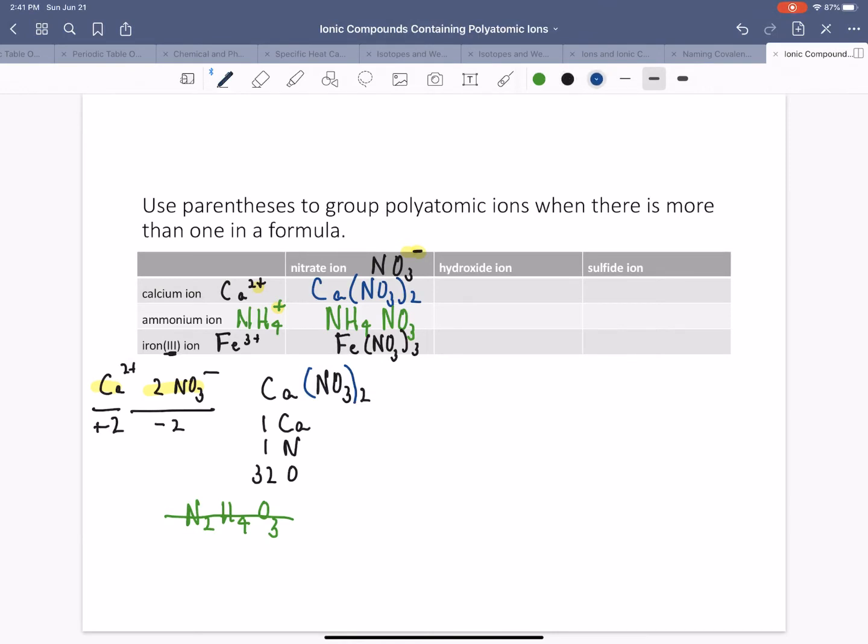Okay, another polyatomic ion, but it doesn't seem polyatomic because poly means many and there's only 2 elements, but hydroxide is considered a polyatomic ion. Hydroxide has a charge of -1, calcium has a charge of +2. We're going to need 2 hydroxides.